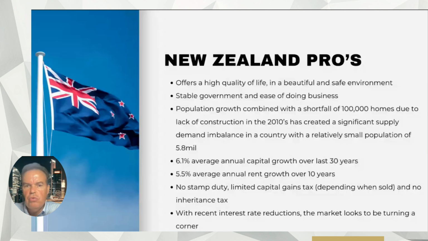5.5% average annual rental growth over the last 10 years, which is very healthy, and a very favorable tax jurisdiction. So there's no stamp duty on New Zealand properties. There's limited capital gains tax depending on when you sell the property, and there's no inheritance tax as well. So some very favorable tax advantages in New Zealand. And with recent interest rate reductions, the market does look like it's turning a corner.